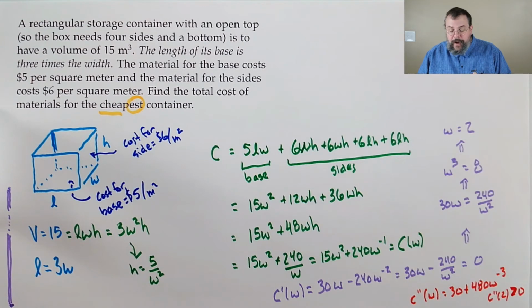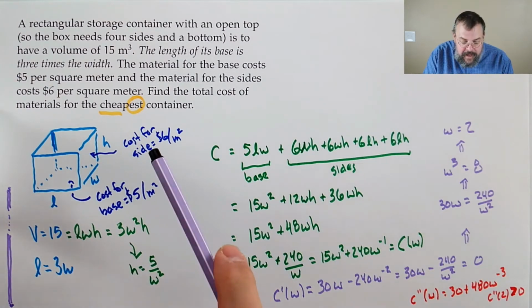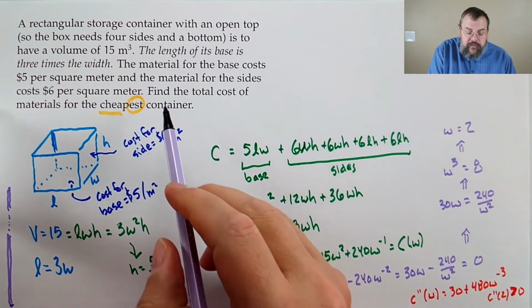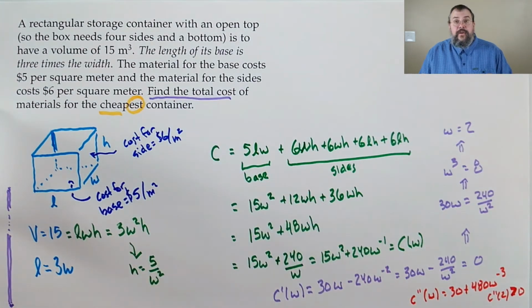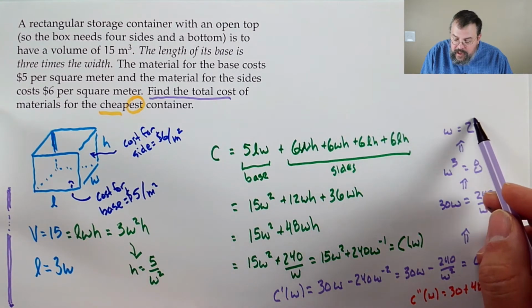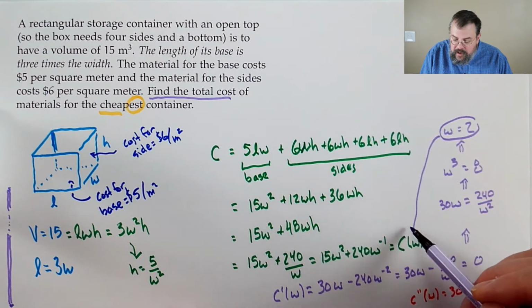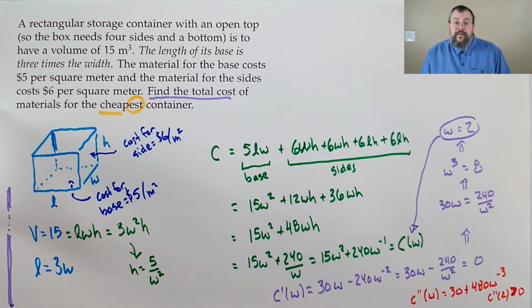Back to our problem. We know we found the right width. We know it's at the min. We found the one that makes it the cheapest. What do we do now? Well, the question is, what is our answer? Our answer should be the total cost. So we're not looking for dimensions, we're looking for cost. So what we do is take this 2 here and plug it into our cost function. And whatever comes out, that's going to be our cheapest cost.